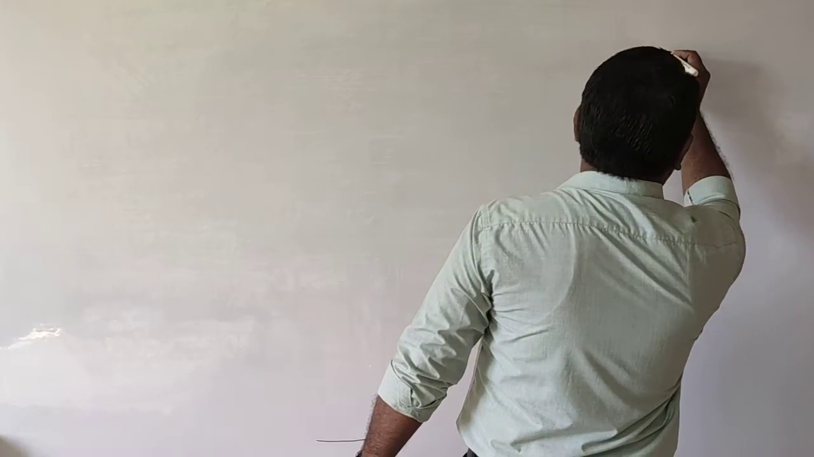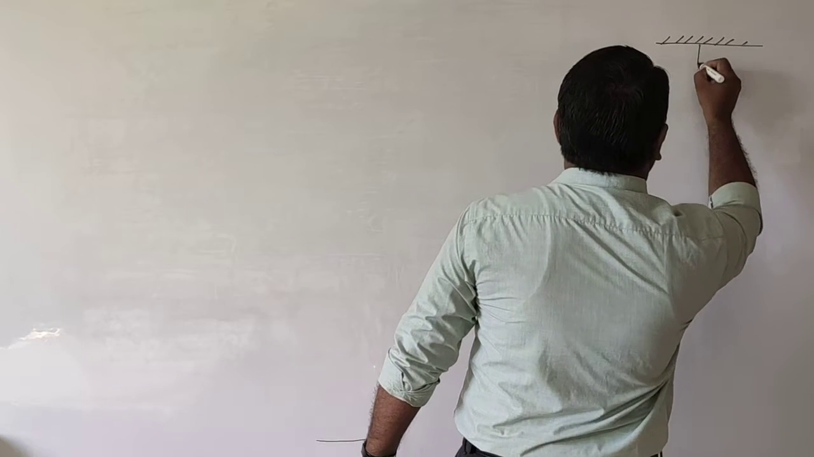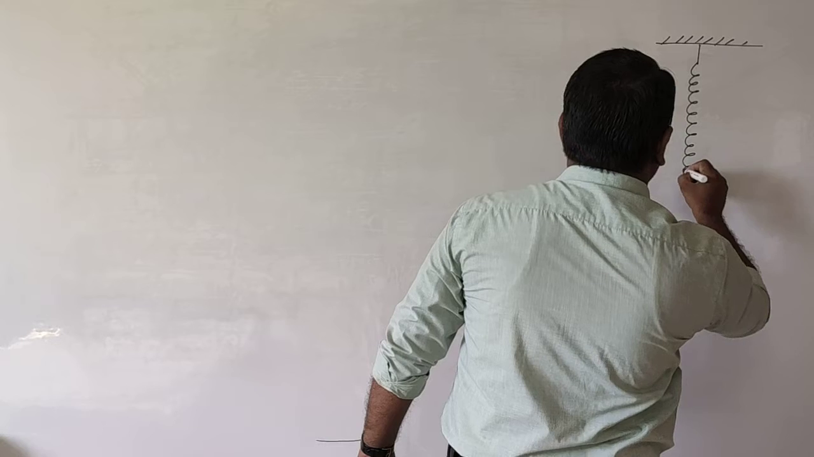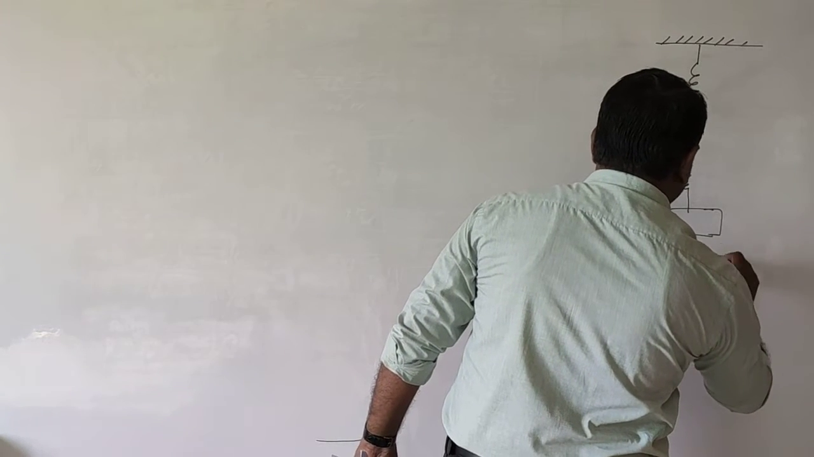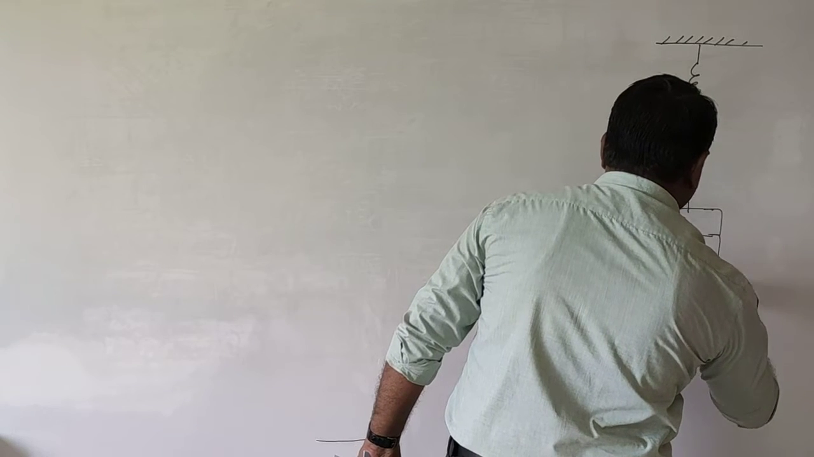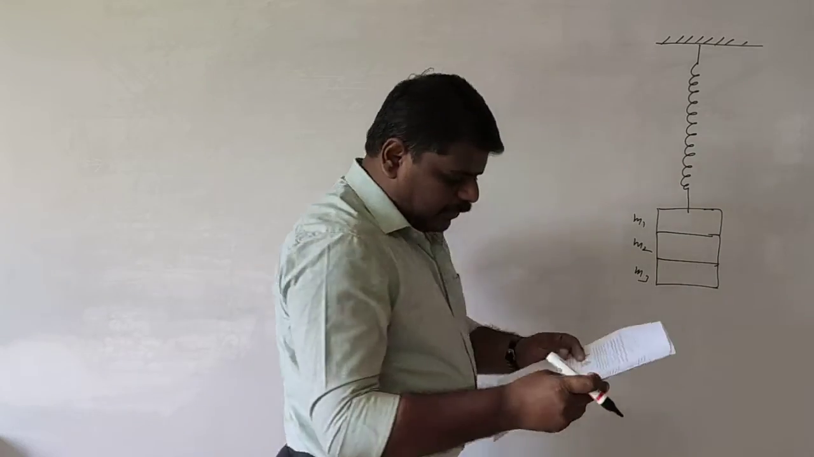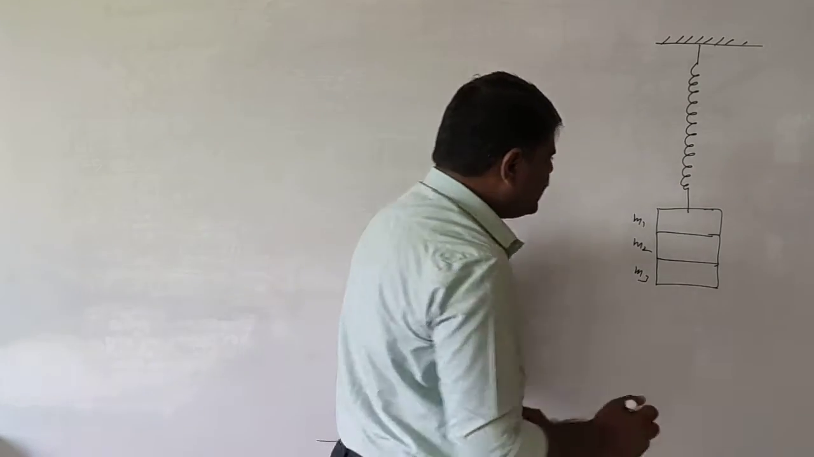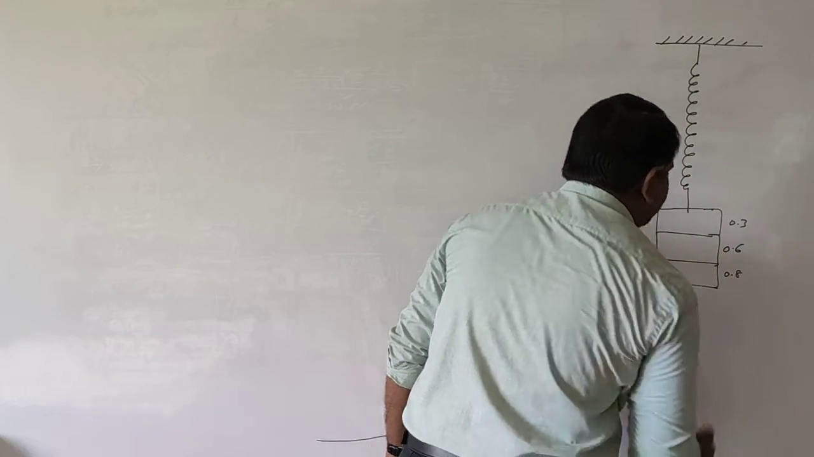Hello, welcome back students. So in the problem, a diagram is given to you. The diagram is like this. There is a spring, and this is a rigid support. Here a spring is suspended, and to this spring three masses are attached. This is M1, this is M2, and this is M3. What are the masses given? M1 is 0.3, M2 is 0.6, and M3 is 0.8 kg.